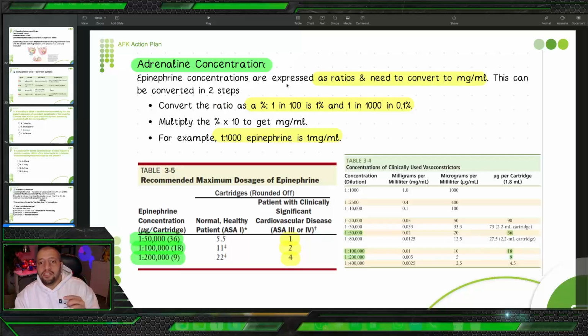Epinephrine concentration is expressed as a ratio and needs to be converted to milligram per milliliter. So we need to convert the ratio to 1%, 1 to 100,000. We need to multiply it, and then it's going to end up with this amount. So in each milliliter of 1%, there is 1 milligram per milliliter, but the carpule itself is 1.8. So you're going to end up with 1.8, which is equivalent to 18. Why? Because we're measuring in micrograms, not milligrams.